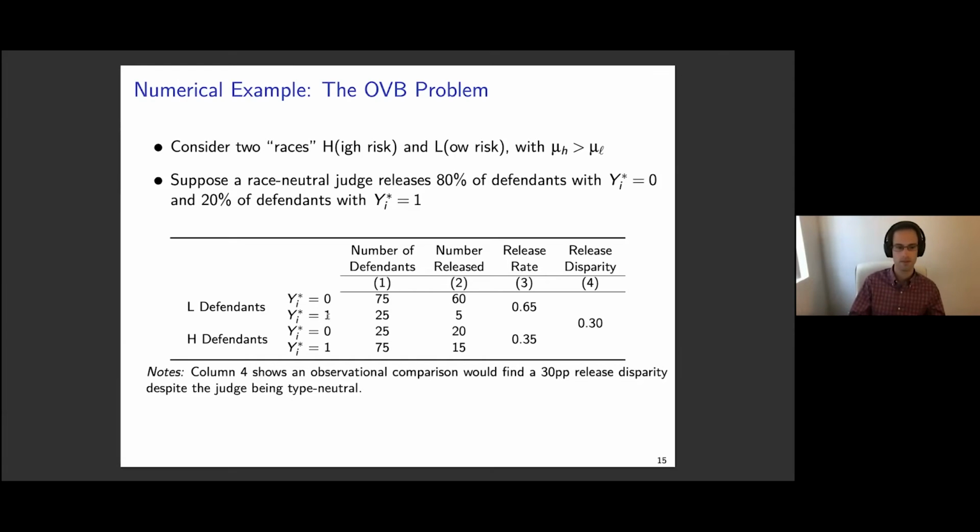of 65%. For H defendants, their misconduct potential is flipped. So 75% of H types will behave in pretrial misconduct, 25% will not. That leads to an overall release rate of 35. So therefore, our overall release disparity is 30 percentage points. Of course, we know disparate impact in this case will be 0 because conditional on true Y star, there is actually no release rate disparity.